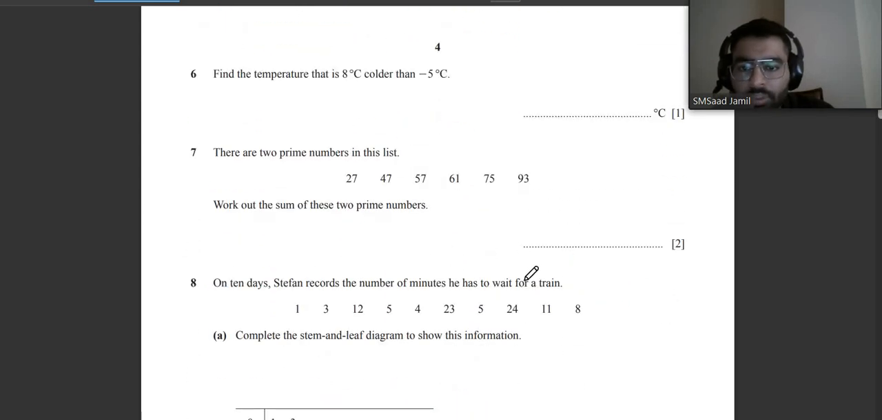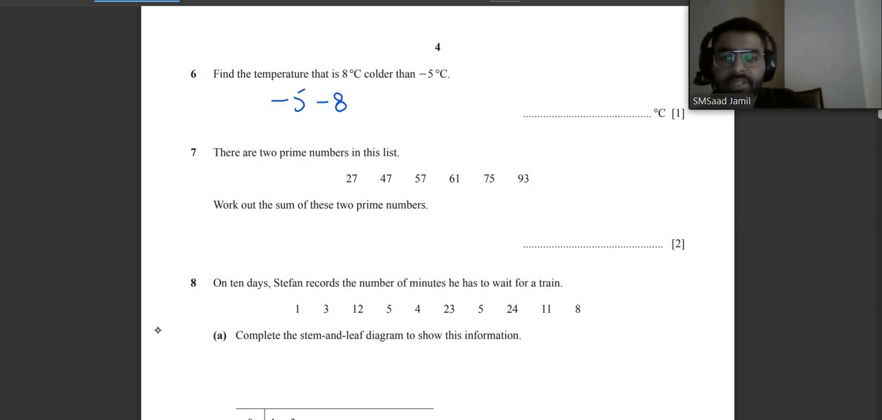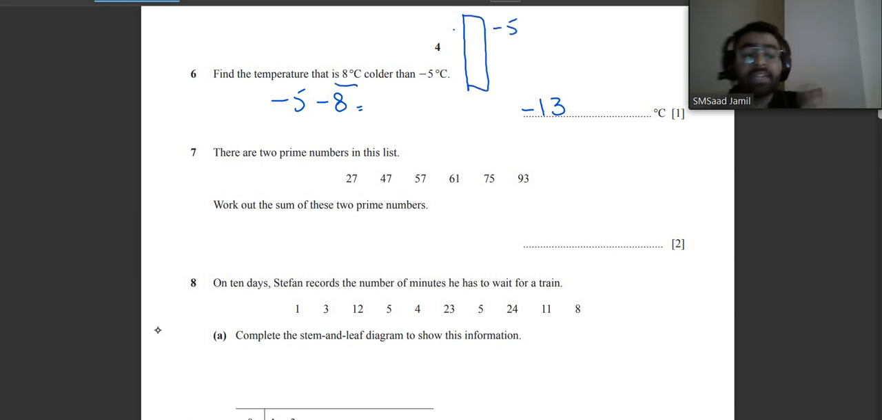Now, question number 6. Find the temperature that is 8 degrees colder than -5. Alright, so we will do -5 minus 8. So it's -13. If you guys still don't understand, let's say this is a scale. You are on -5 and it says that it is 8 degrees colder. So you go down 8 steps further. If we go down 8 steps further, it's going to become -13.